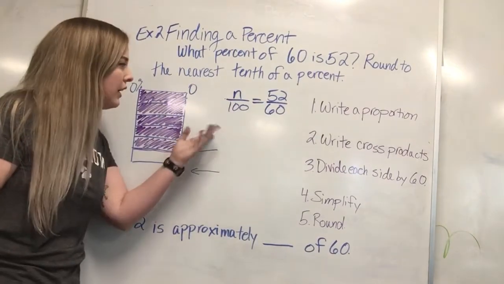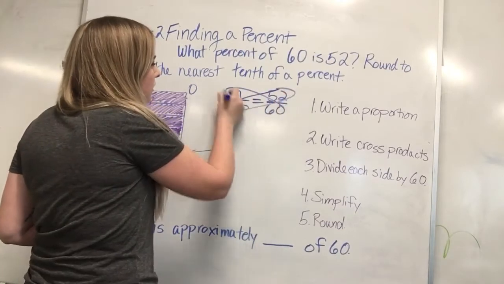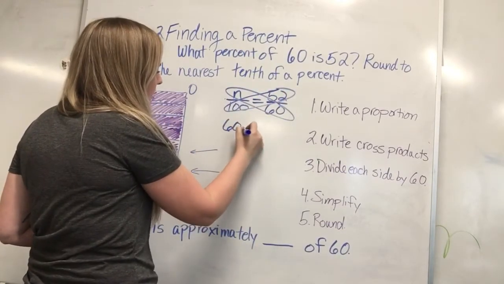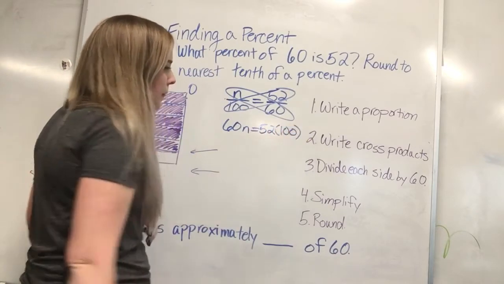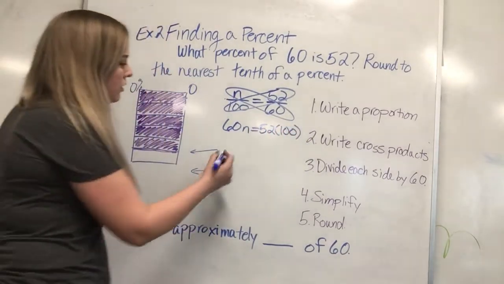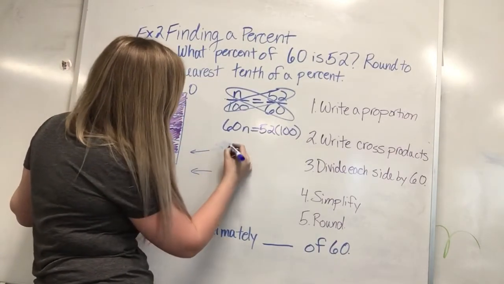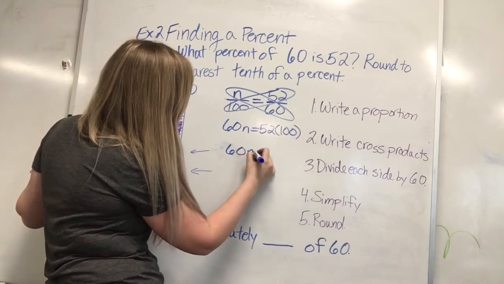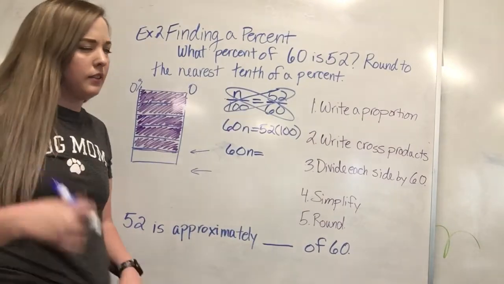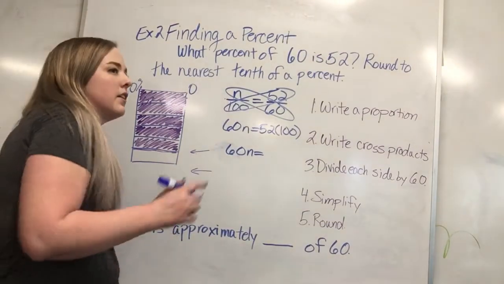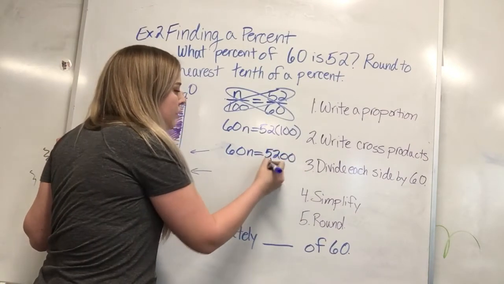Okay? We're again going to write our cross products. Going across, we have 60 times n, which we know is 60n, and we have 52 times 100. Okay? I'm going to scoot this over because I got something else right over here. And 52 times 100 is, take a second if you need to pause it. You know the drill? So you should have gotten 52 times 100 is 5,200.